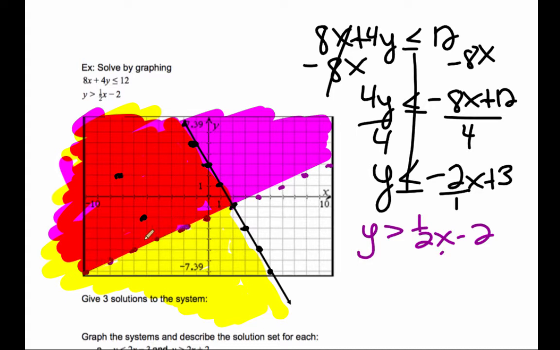That's very important. So all the points here, these are solutions. But these points, because it's a dotted line, those are not solutions. So (0, 3) is a solution to this system. But (-2, -3) is not a solution because it's on the dotted line.